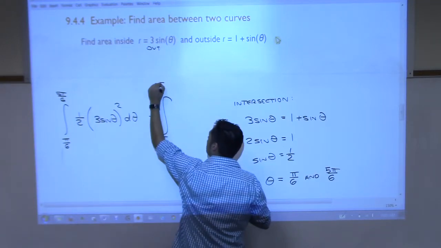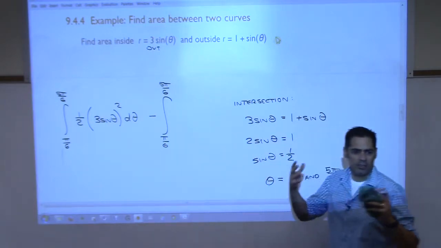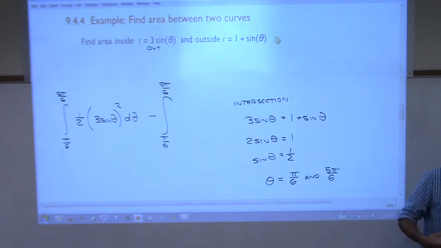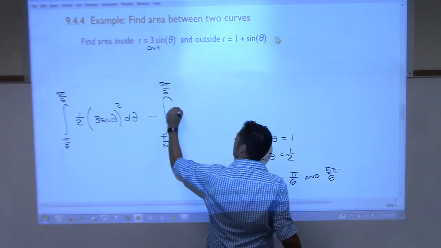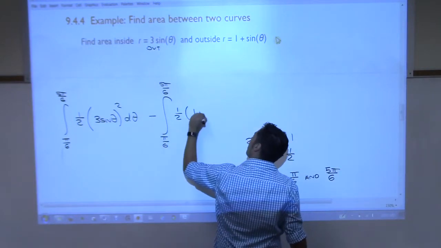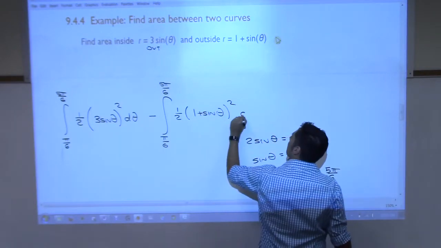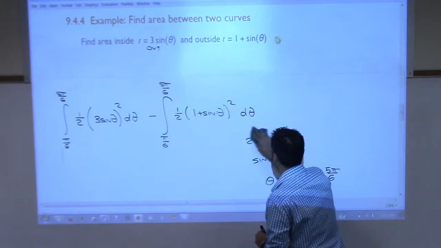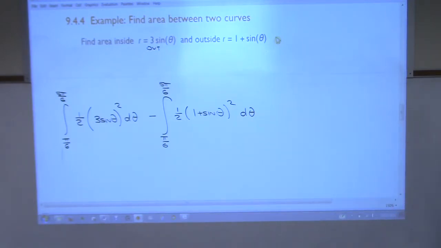You could combine these into a single integral. Oh, yeah, okay, we could. I'm trying to get you to understand the idea that we're getting two areas and subtracting them. And the other one would be 1/2 and then (1 plus sine theta) squared d theta. Because this is just like when we were finding the area between two functions, you just subtract. Area between.